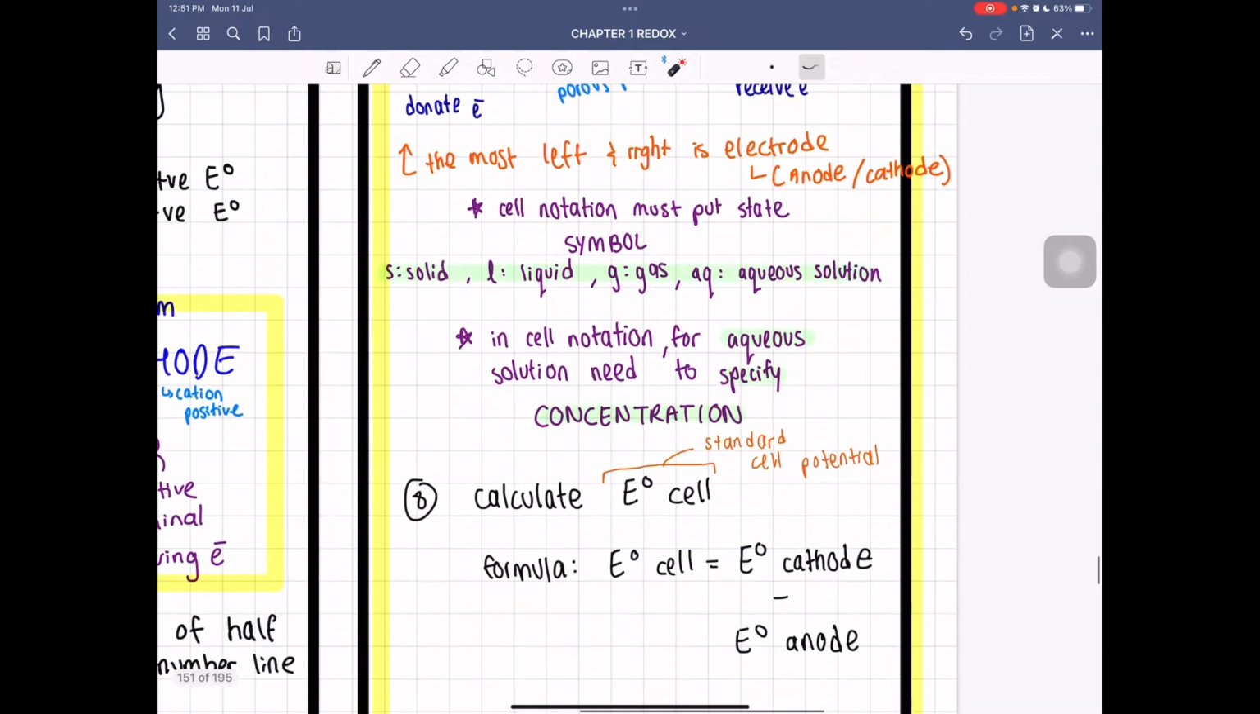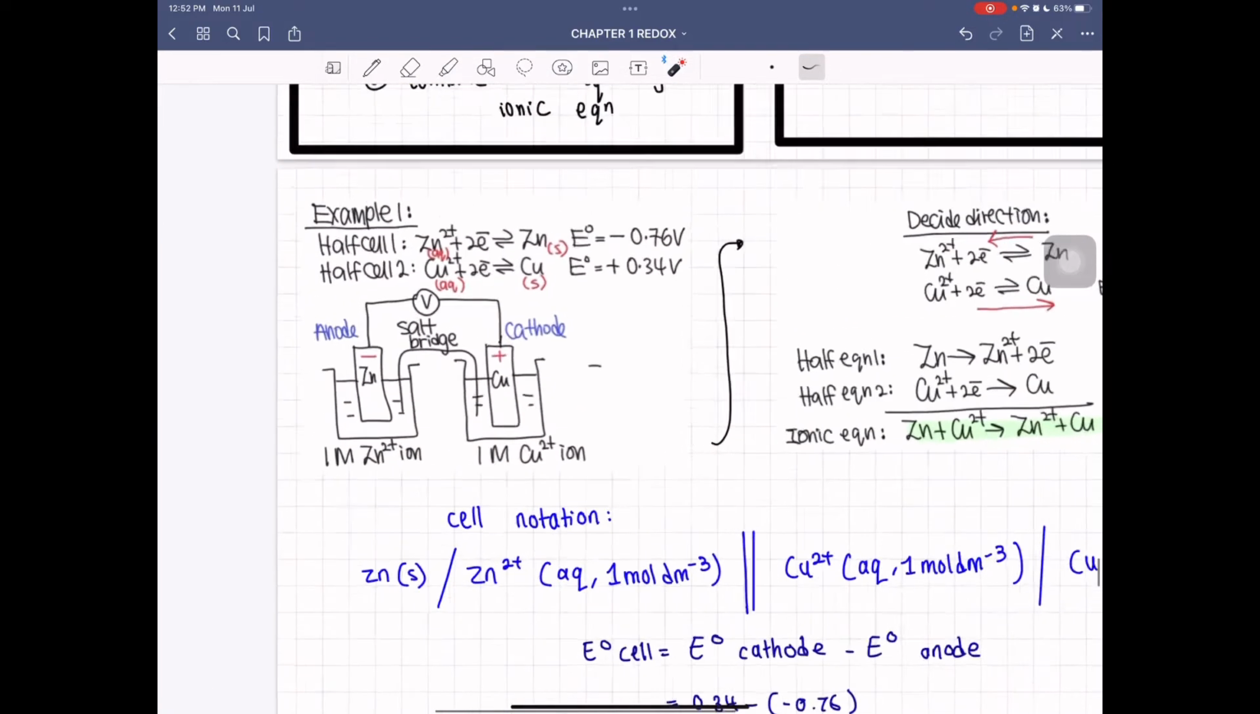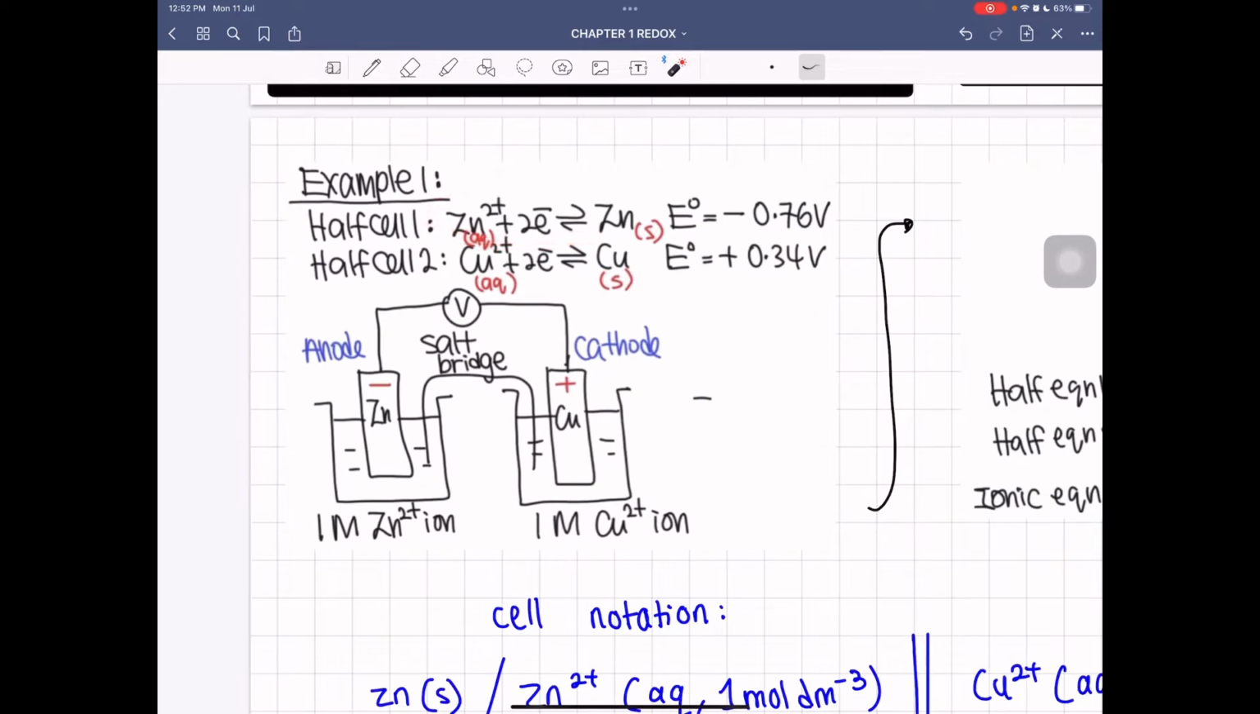Okay, next, calculate the E-naught cell. The formula is E-naught from the cathode minus E-naught from the anode. So remember, like CAT, cathode first, so C for cathode, then A for anode. Okay, example number 1, the two half equations.